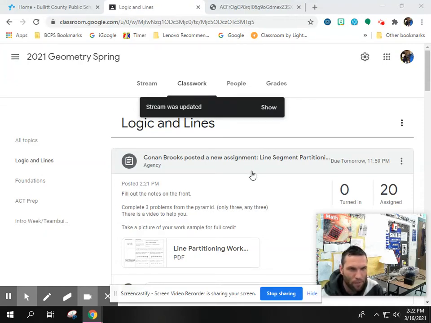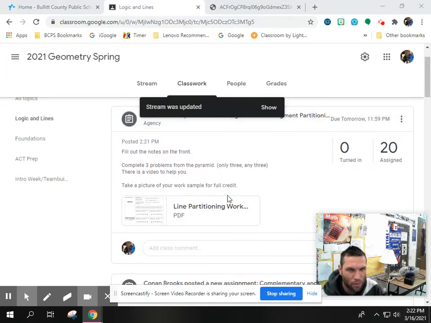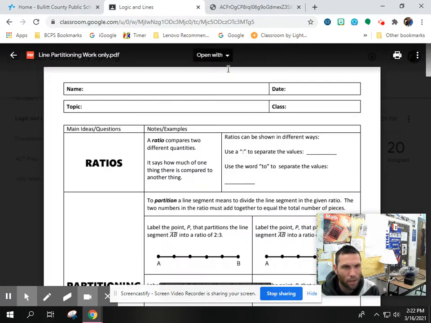Everybody, I'm going to go over this line partitioning worksheet with you. For lines in this unit, you have to know the distance formula, the midpoint formula, and how to partition lines. You don't have to memorize the formulas, but you should have an idea of them. For the test, you can use the formulas, but you need to practice plugging them in. Again, this is all plug and chug. So here's the assignment, the line partitioning worksheet, and we're going to open it.